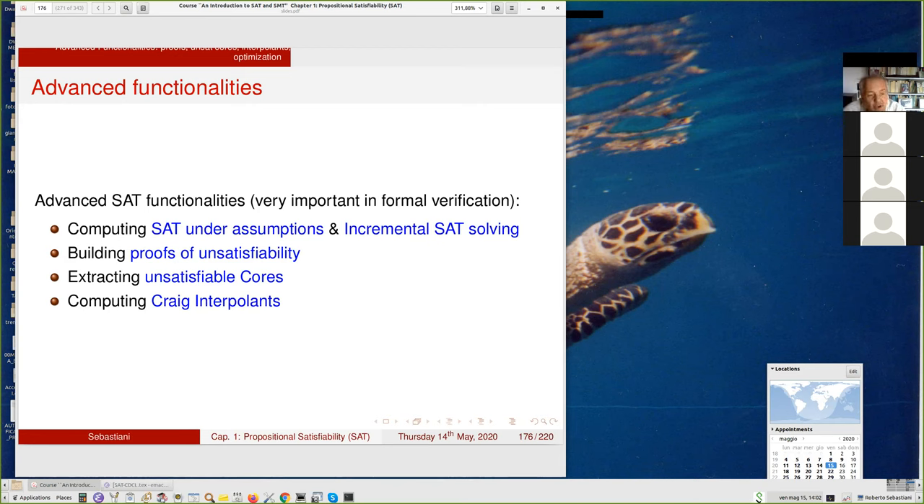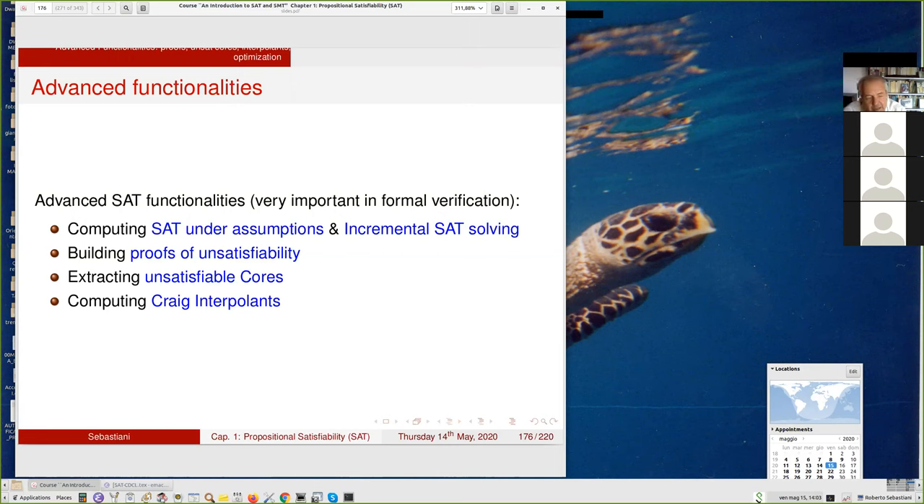Okay. So, as I said, we are computing SAT under assumption or incremental SAT solving. I'm explaining what I mean by that. Then building proofs of unsatisfiability. So when your SAT solver returns you unsat, you may also want a proof of that.